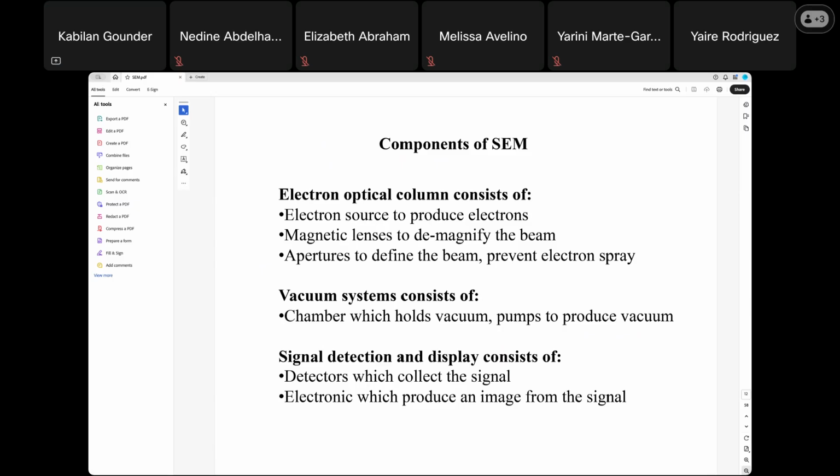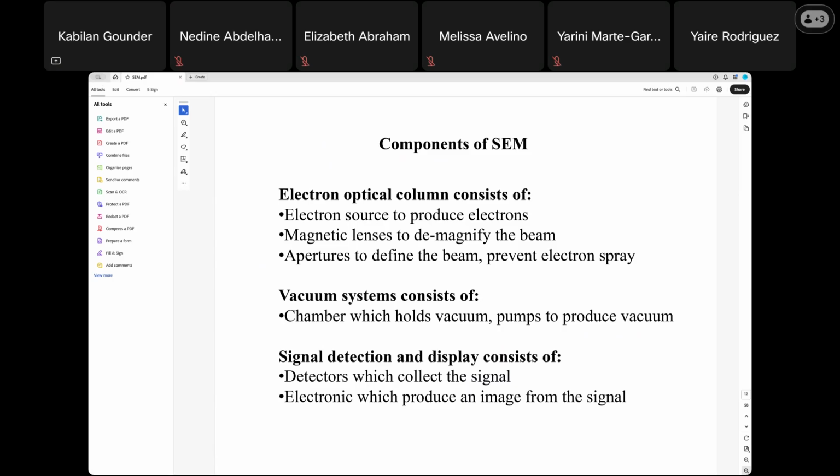The column is built for protection from the electrons. They do not come out exposed to humans. And also the electron path should be narrow and hit the samples. That is the most important thing. So there is the electron source to produce electrons, the magnetic lenses to demagnify the beam, and also the apertures to define the beam and prevent electron spray.